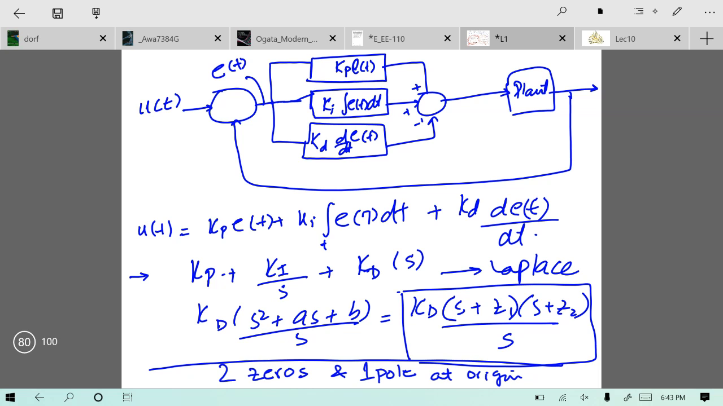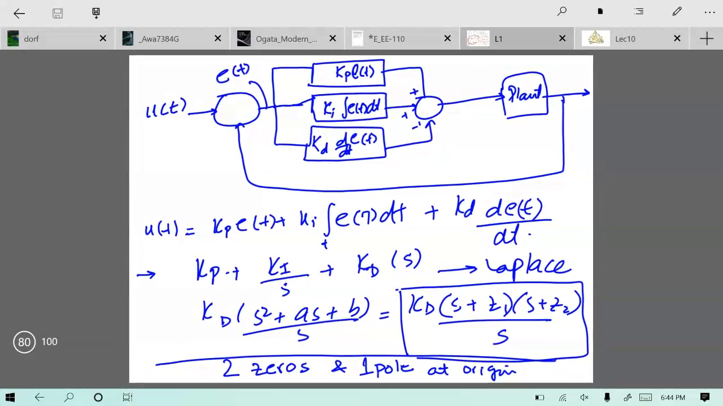One pole at origin due to this S, and two zeros due to this second order system. Now you can have these values of Kp, Ki and Kd. Whenever you have Kp, Ki and Kd constant, you can set the values of Kp, Ki and Kd, and you eventually can have your poles and zeros at any desired location.